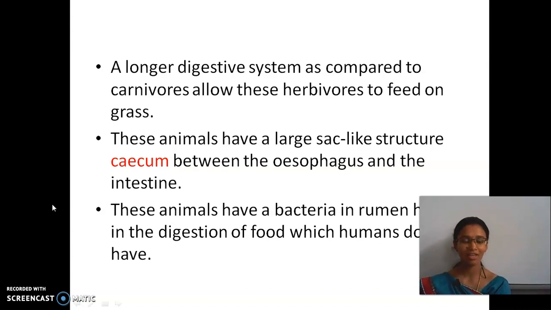It is nothing but an intermediate, that is, it is a junction. Yes, we have junction, right? That means what? Meeting point. So this caecum is the meeting point, the joining point of the intestine and the stomach. This caecum is nothing but the meeting point of both stomach and intestine, right? Up to this we have completed.